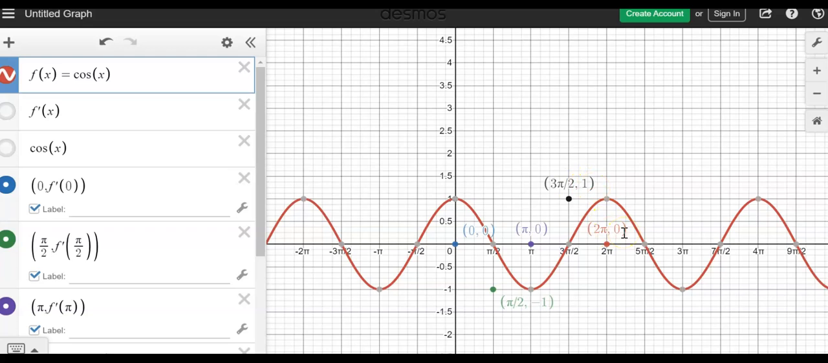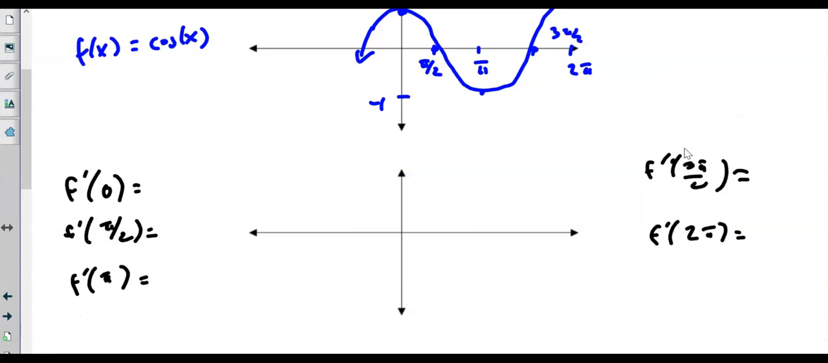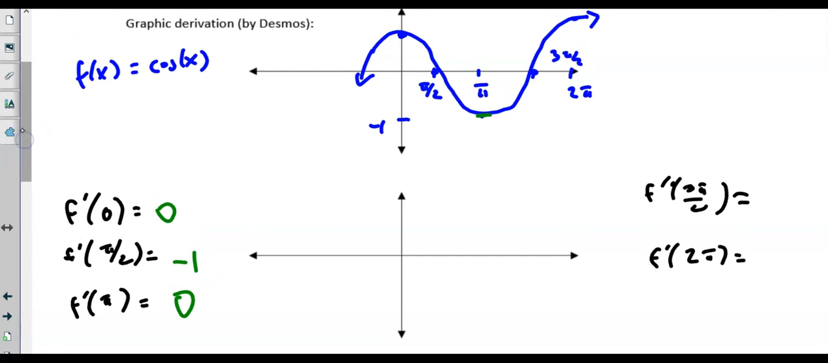Again, please pause the video if that went too fast for you. 0 is 0. At pi over 2, the slope is negative 1. At pi, the slope is 0. At 3 pi over 2, that slope is 1. And at 2 pi, we're back at 0 again.